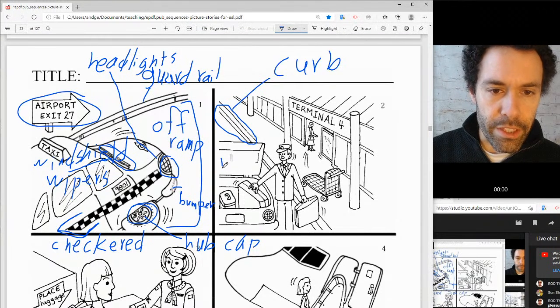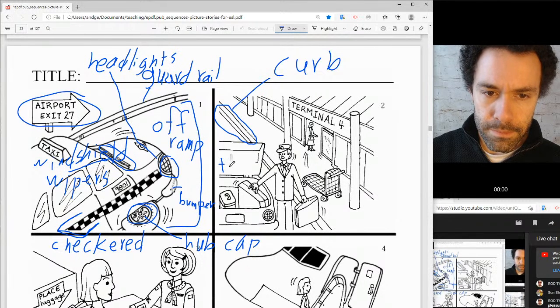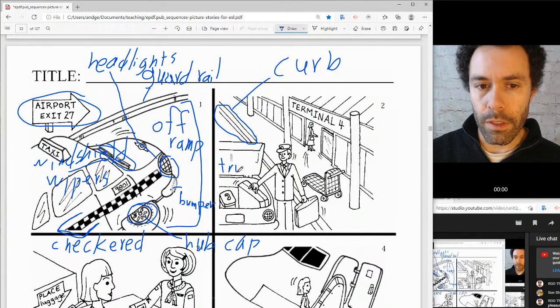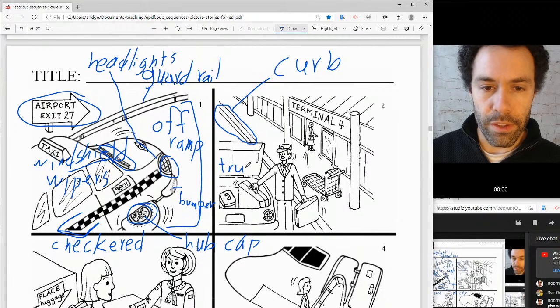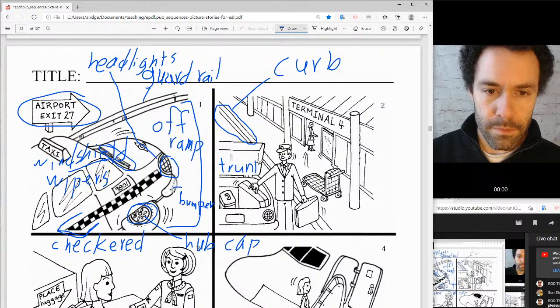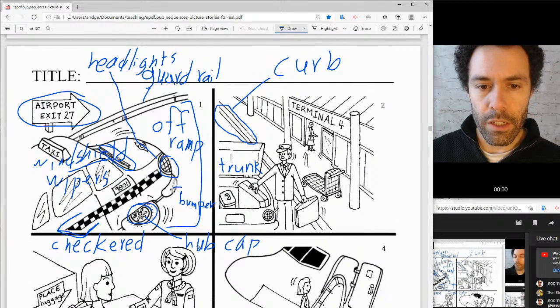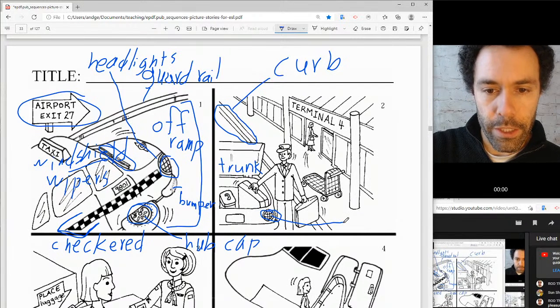Inside they have the trunk in the back of the car. Trunk is where you keep the luggage, suitcases, and things like that. Okay, so you have your trunk. We mentioned earlier that the lights in the back of your car, these are called your tail lights.